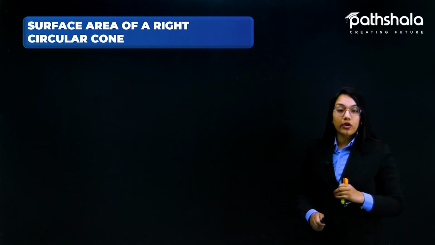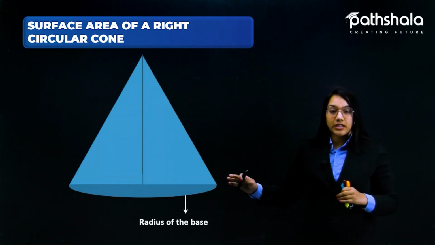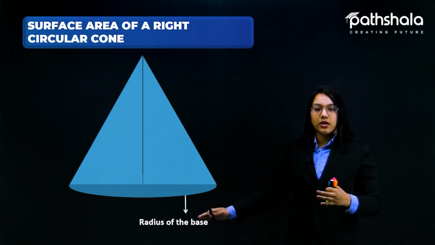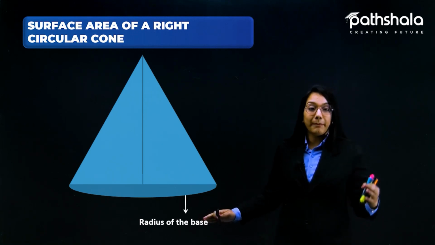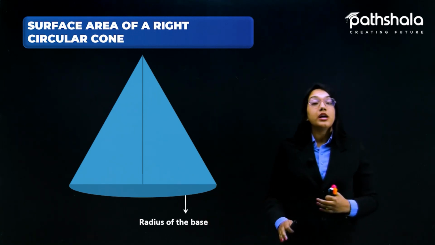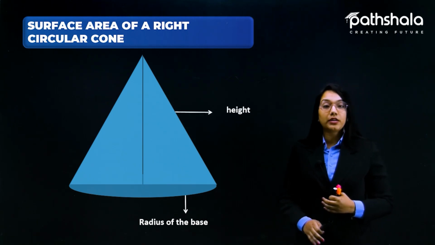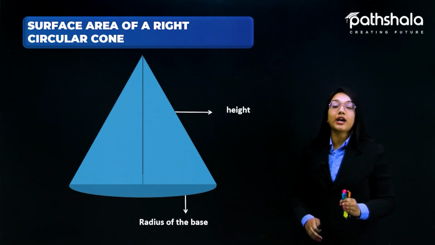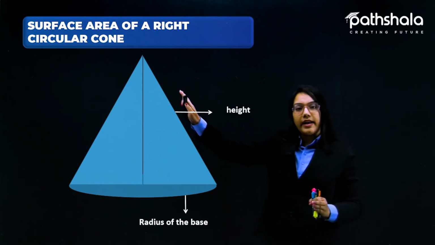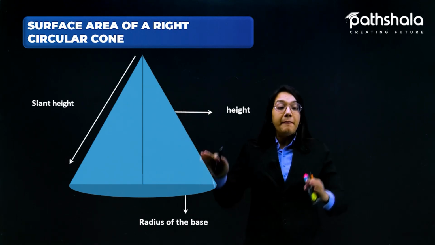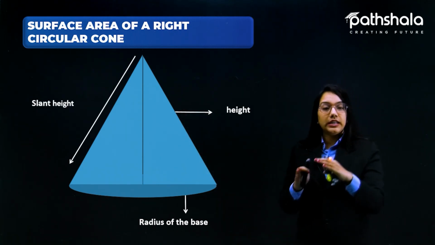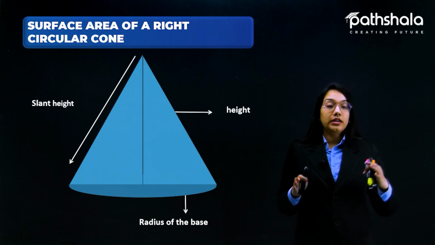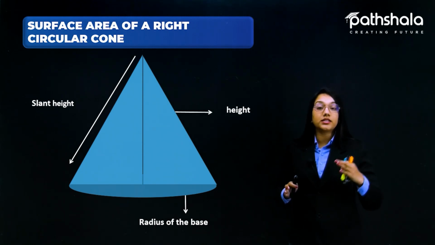So let us talk about the specifications. This is a cone, and the radius at the end, the base radius, is called the radius of the base, represented as small r. The string in between the center represents the height, and this slanted side is called the slant height. So in general we have three things here: the base radius, the height, and the slant height. These are the three things we have in a right circular cone.